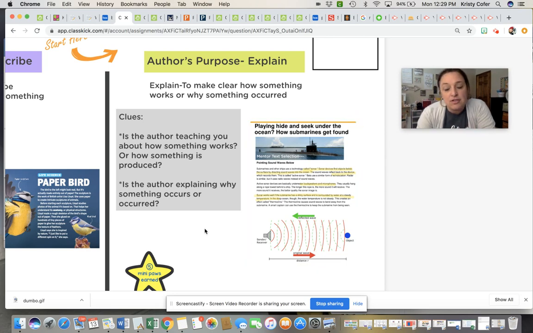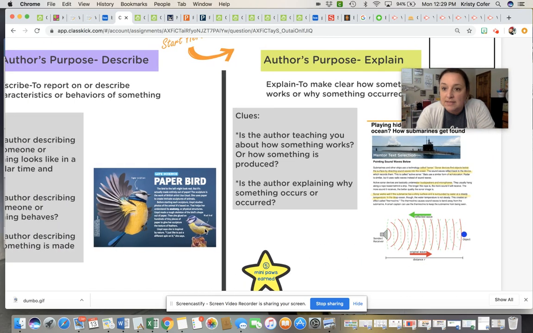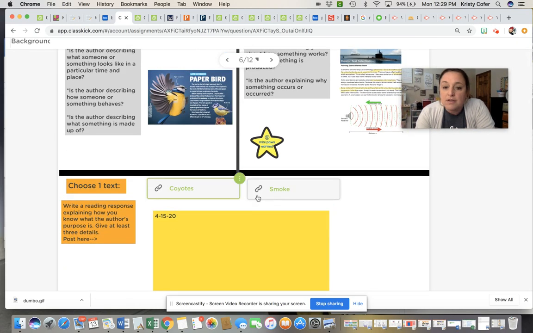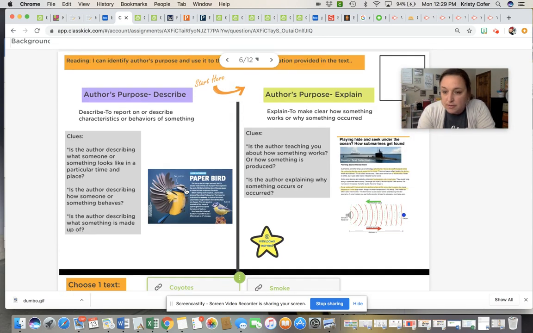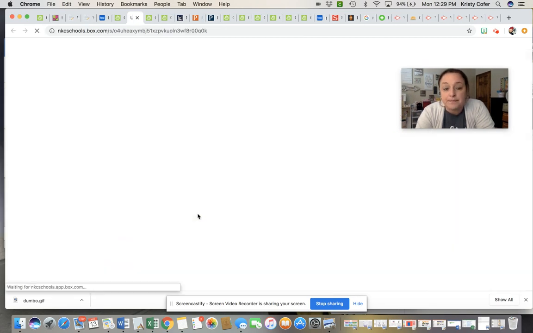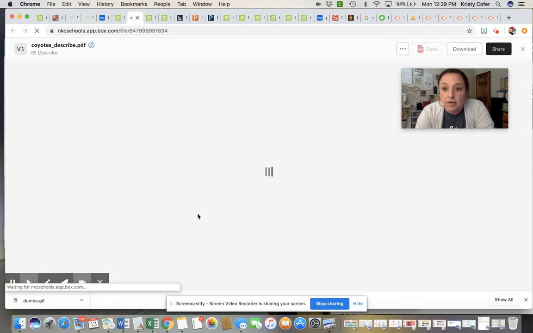Remember, you only have to choose one of the articles below. Let's take a look at what we have to choose from today. So the two articles we have, I'm really excited about this one. The two articles we have are either going to be the author's purpose to describe or explain. You just have to decide which one it is, okay? So we're just going to choose one. Let's look at coyotes. So when we open up the article, we're going to read it and make sure we're asking ourselves those questions.